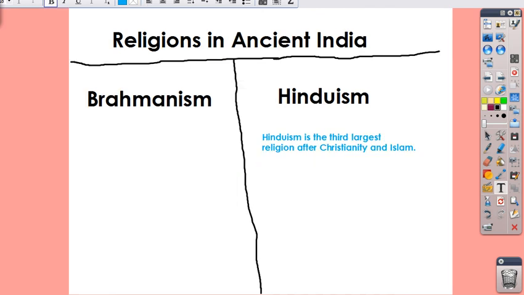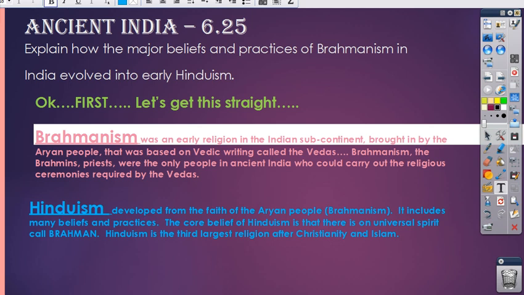Alright, so once you get that note written, we're going back to this slide again and see if there's anything that we've forgotten. Developed from the faith of the Aryan, which was Brahmanism, includes many practices and beliefs. The core belief is that there's one universal spirit called Brahman, and Hinduism is the third largest religion after Christianity and Islam. Alright, so we're going to move on to our next slide then.